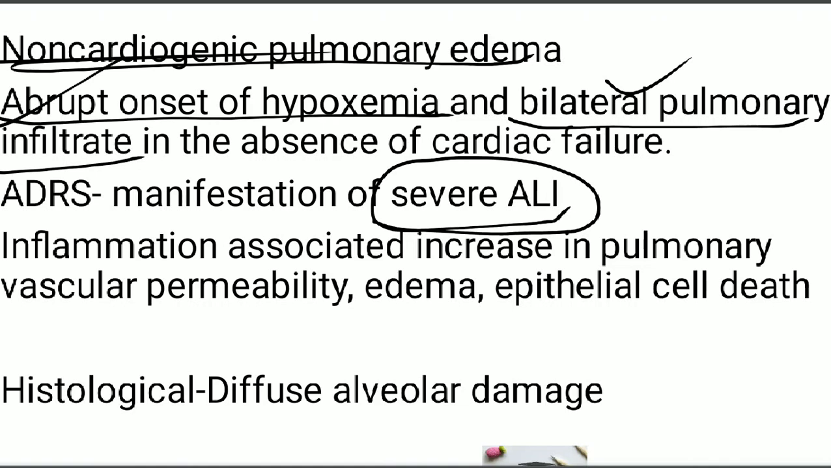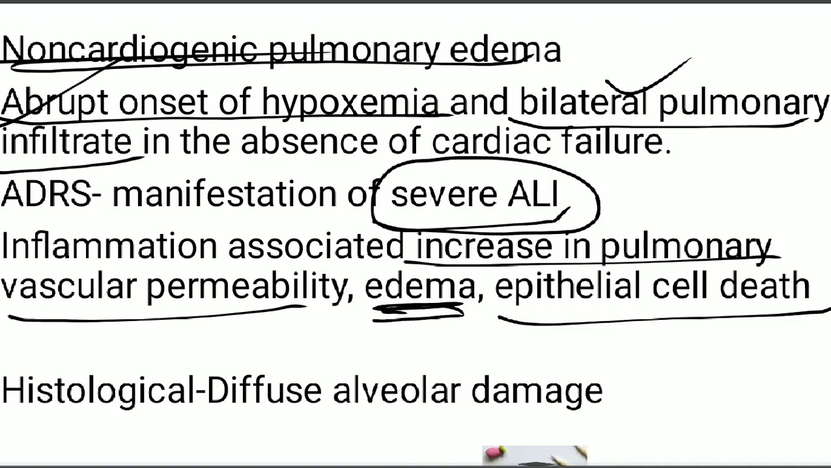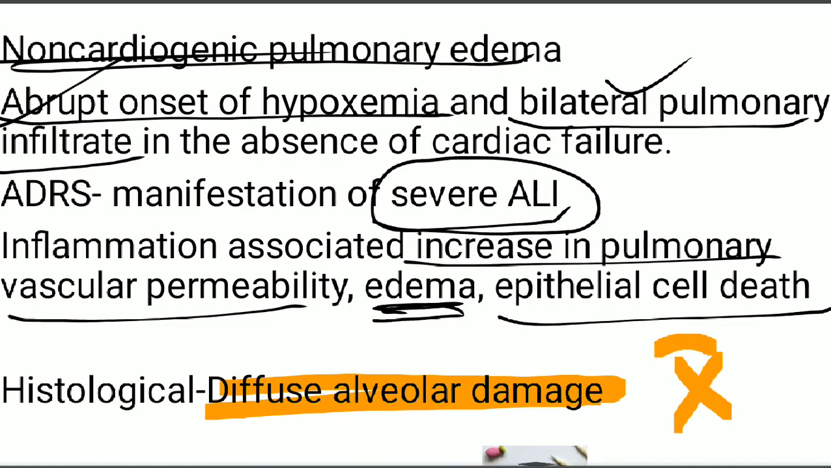In both conditions, there will be inflammation. Because of that inflammation, there will be an increase in pulmonary vascular permeability. As permeability increases, edema is formed, leading to epithelial cell death. This is the outline of the pathogenesis, and we can discuss it in detail. In acute respiratory distress syndrome, there will be diffuse alveolar damage. This is a very important histological feature to be remembered in acute respiratory distress syndrome.